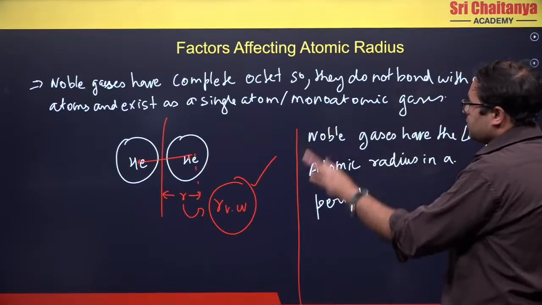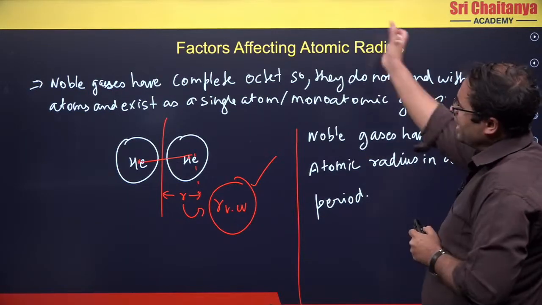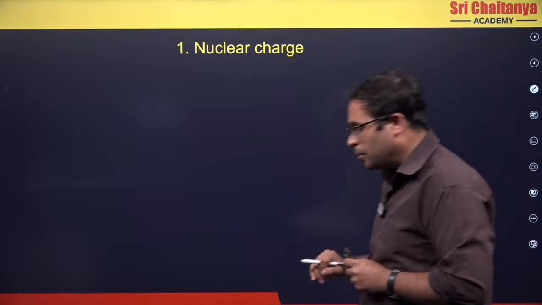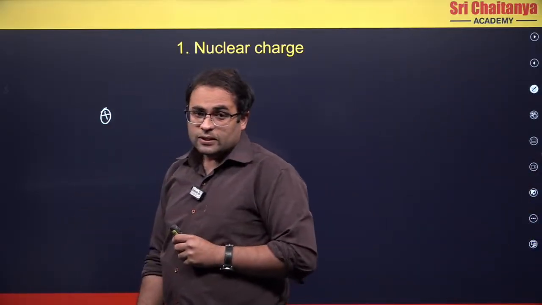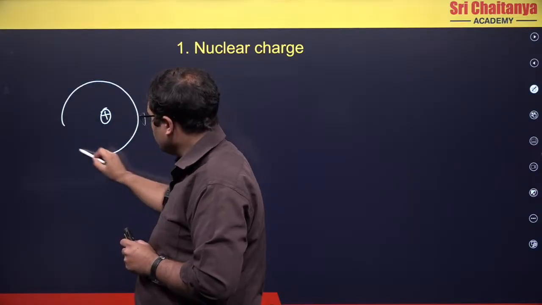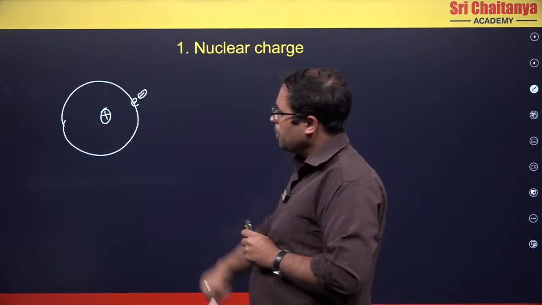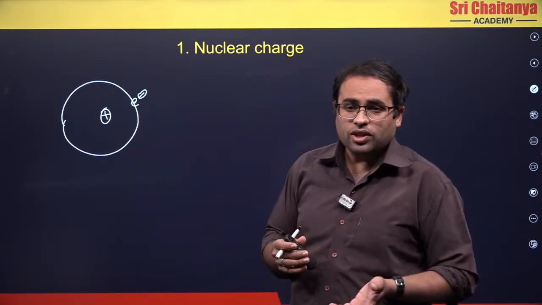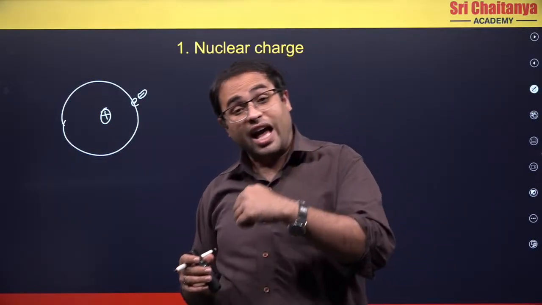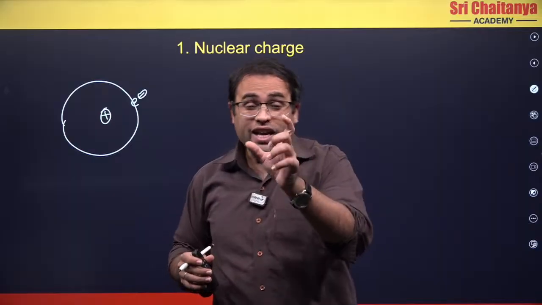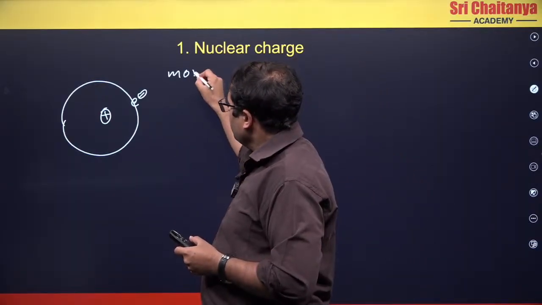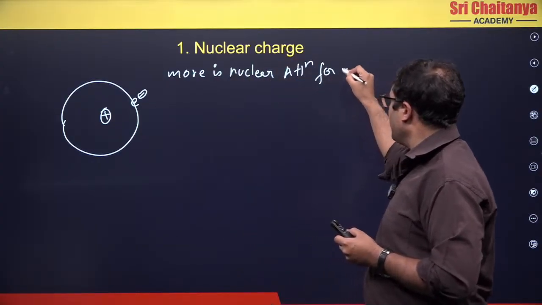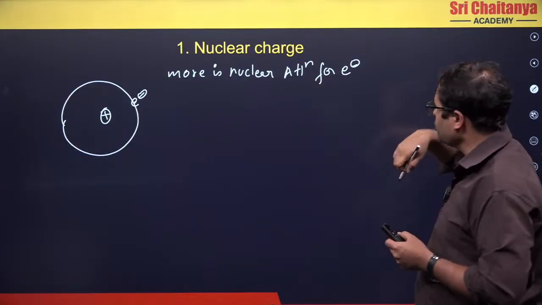So after we have done this, okay, factors affecting atomic radii. Now this heading you can take into the next part, which is the first factor which affects atomic radius is nuclear charge. You have the nucleus, right? Suppose many shells are there and this is the outermost shell. There is an electron here. The nucleus is positively charged, the electron is negatively charged, so obviously the positive nucleus will attract the negative electron. Now, more is this attraction, right? More is nuclear attraction for electron.